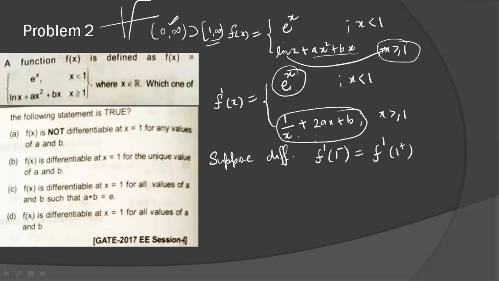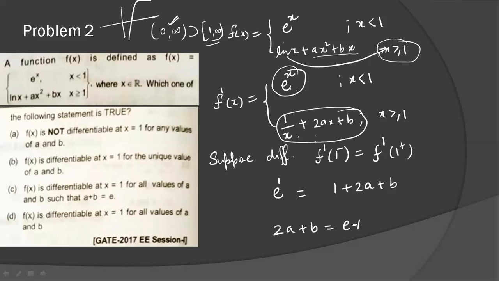So at x equal to 1, put x equal to 1, no problem, e to the power 1, and the right hand derivative at x equal to 1 will be 1 plus 2a plus b. So there will be a condition on a and b: 2a plus b is equal to e minus 1. Now, can we find the values of a and b? Yes. You will think, sir, there is only one equation, but you are searching for two unknowns, a and b. No, my friends, there are two equations.